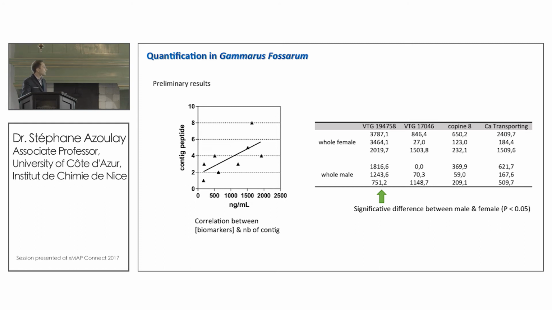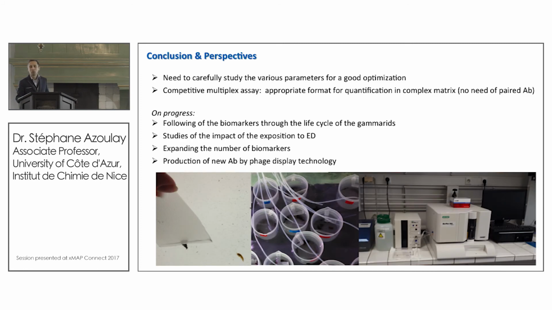That will be all for today, because now we are continuing our assay on a larger number of gammarids, and we are trying to follow our biomarkers through the cycle of the gammarid, because we know that there are some variations, especially in vitellogenin and others. We are trying to expand the number of biomarkers. Now we are moving to phage display technology to produce our antibodies, and we stop immunization in rabbits.